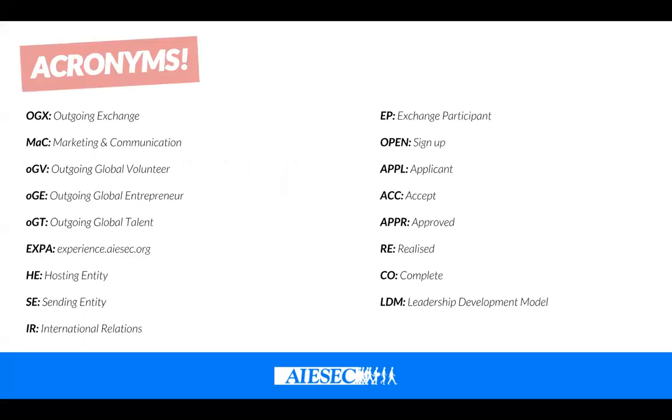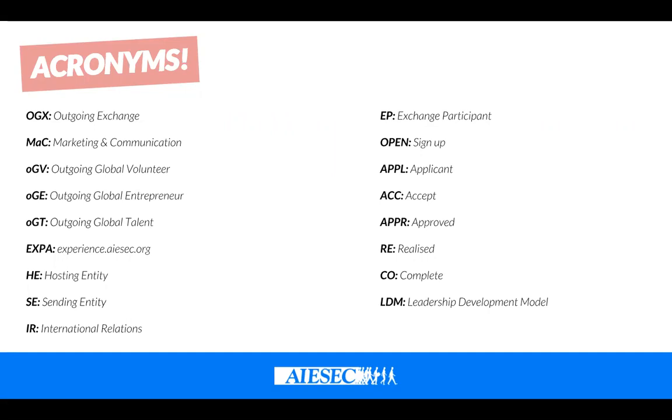Before I start off, there are a lot of acronyms that we tend to use, especially within the Ogx portfolio. Ogx stands for Outgoing Exchange. This is all the people that we send overseas, all the products that we do. MAC is marketing and communication. Ogx and marketing are two different functions that work very closely together in order to deliver our outgoing products. Our outgoing products are Outgoing Global Volunteer, OGV, Outgoing Global Entrepreneur, OGE, and Outgoing Global Talent, OGT. I'll go into a bit more detail about what these three are in the next few slides.